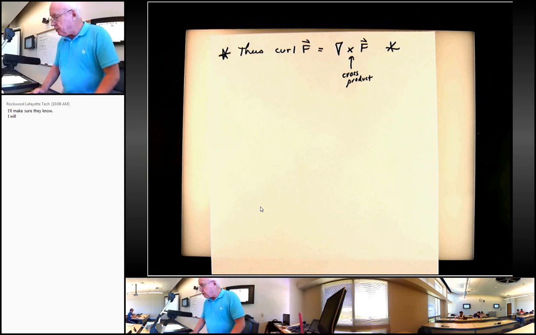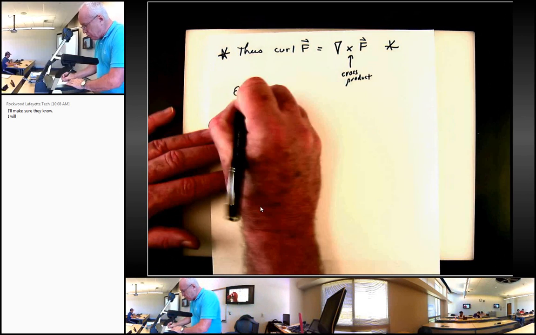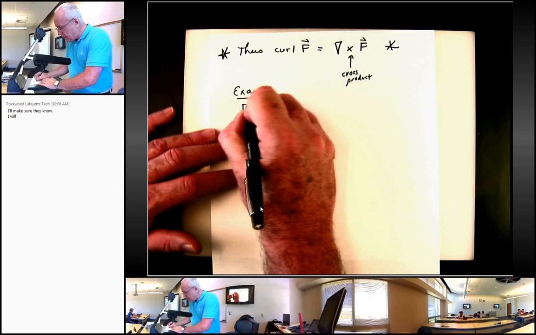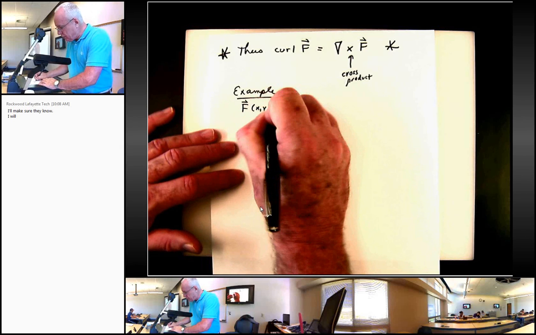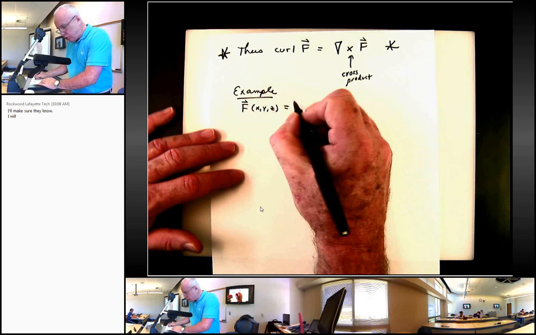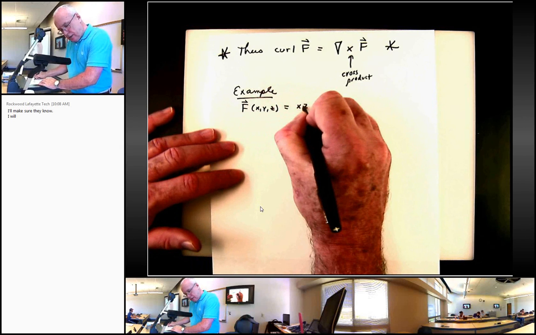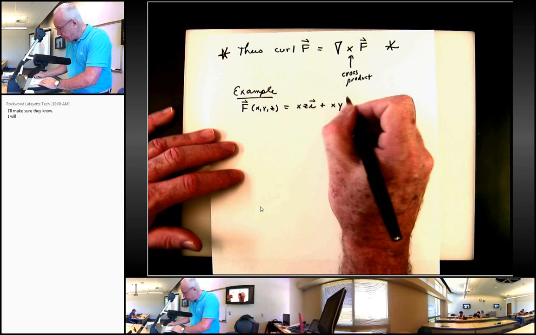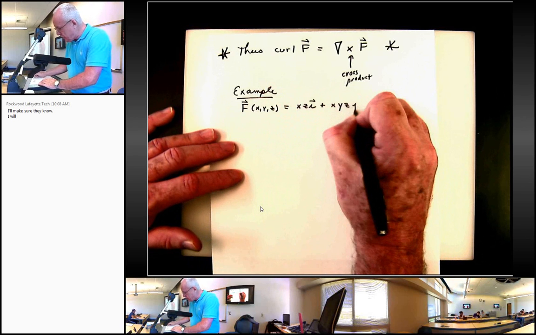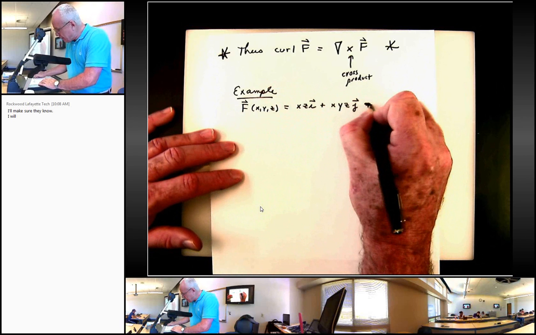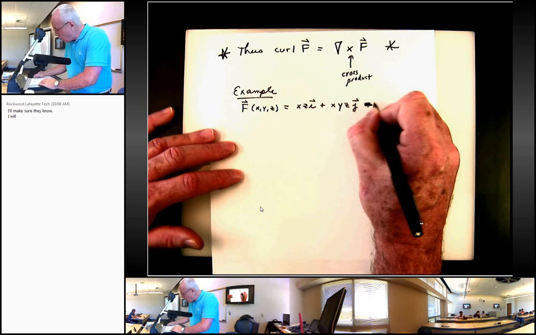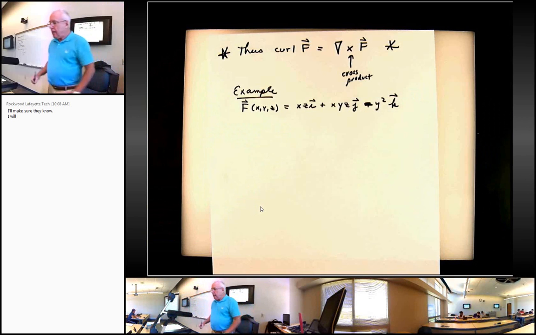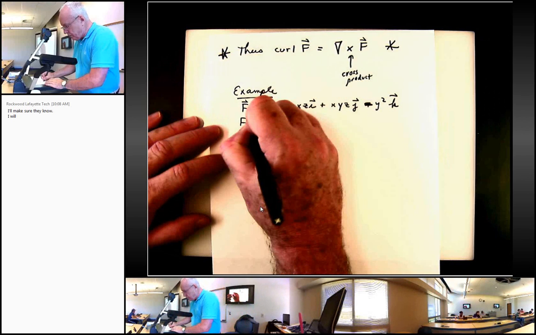All right, so let's look at a specific example here so we can just work with something concrete. Let's say our capital F vector field is equal to x times z times the i vector plus x, y, z times the j vector. Oops, that should be a minus y squared times the k vector. All right, and we're told to find the curl.